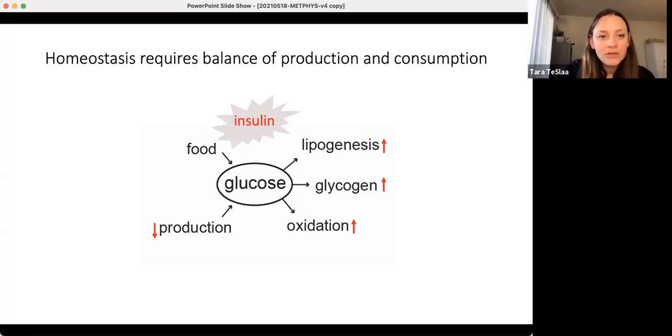The most important regulator of glucose homeostasis is insulin, which can decrease endogenous production of glucose in response to food and increase consumption into tissues, and increases all of these glucose consuming pathways. Today I really want to focus on the catabolic pathways, glycolysis and the TCA cycle, and this branch here, oxidation. That's because this is the main way in which glucose is cleared from the body, while these other two pathways are storage for use of glucose as energy later.